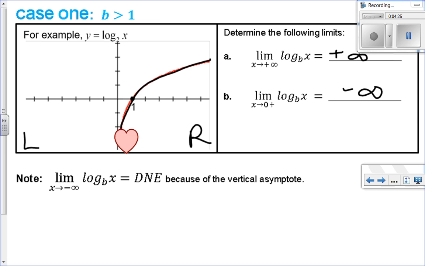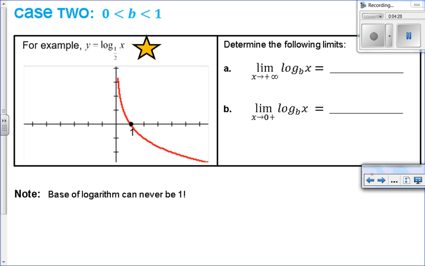Okay, let's look at the other case, and that's a case where the base is in between 0 and 1. Since it's in between 0 and 1, you can see that's a decreasing graph, just like it would be for an exponential function.